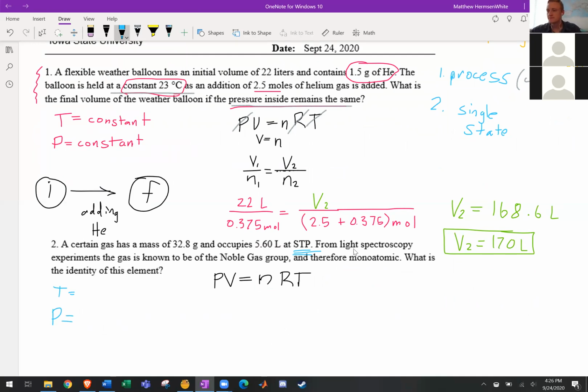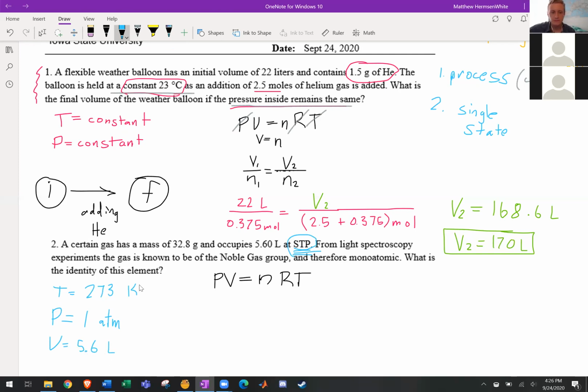Isn't it standard temperature and pressure? Yes, it is. Very good. And so do you remember what the values for that is, Kristen? 1 ATM and 273 Kelvin. Very good. Yes. So the temperature is 273 Kelvin, and the pressure is 1 atmosphere. So we know the pressure, we know the temperature, and here we're told the volume. So V equals 5.6 liters.